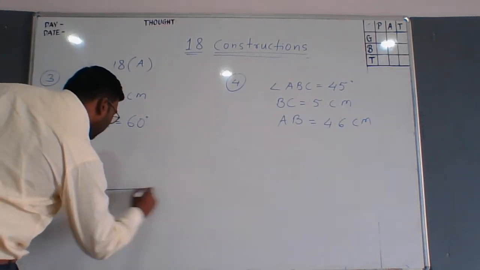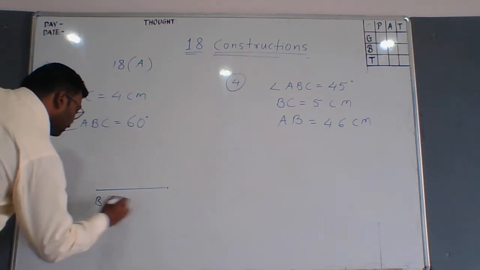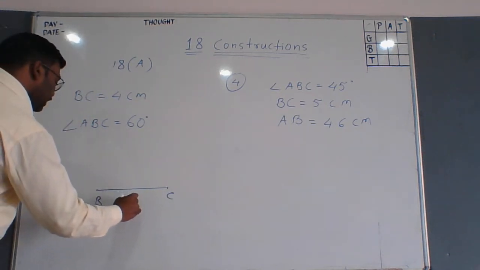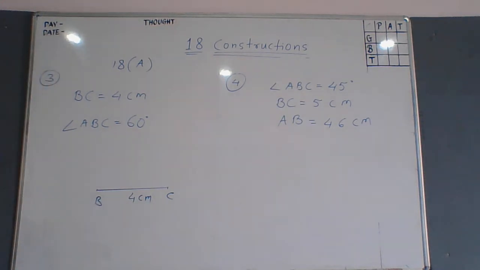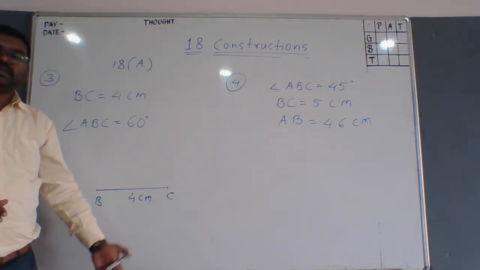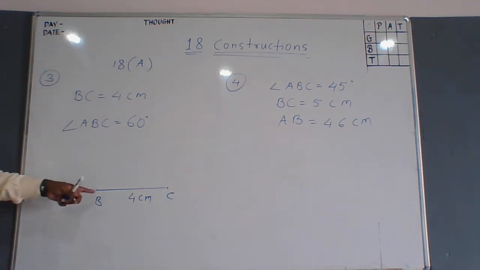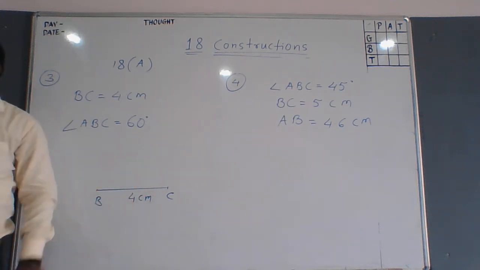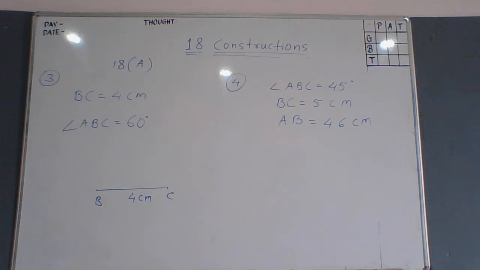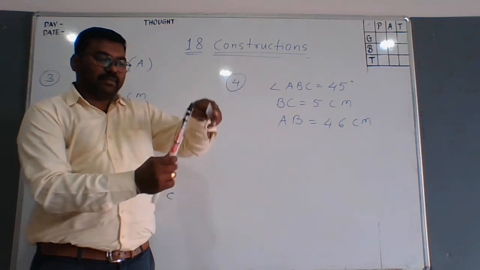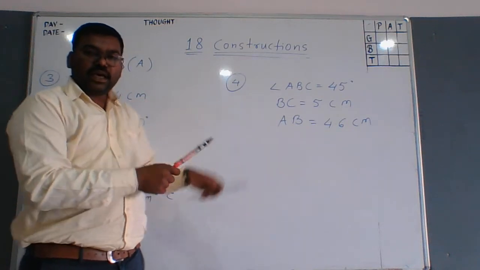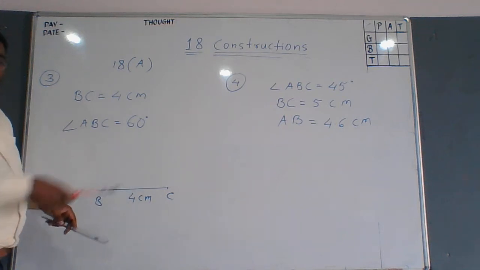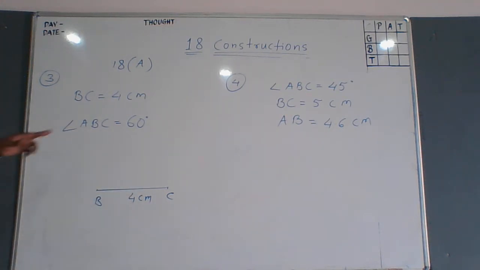With the help of the scale, we will draw the segment BC by taking the measurement of 4 centimeter. I am not using the scale because the scale will be too small for showing this on the blackboard. I think all of you know this BC is 4 centimeter. Draw the BC with the help of the scale. See, this is our scale. On the scale you can measure the 4 centimeter like this and you can draw the segment BC. The second step is to construct the angle ABC of 60 degree.